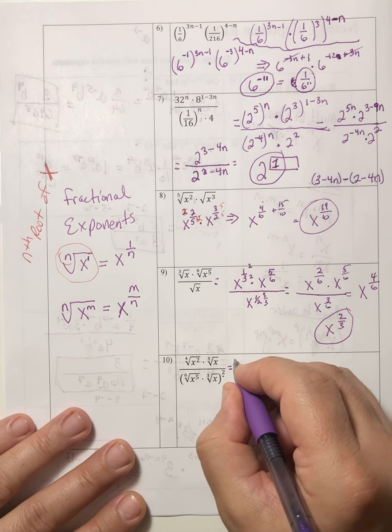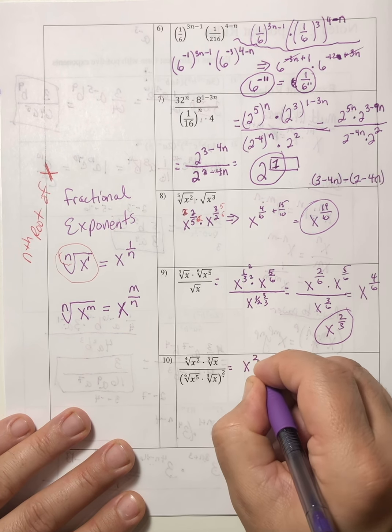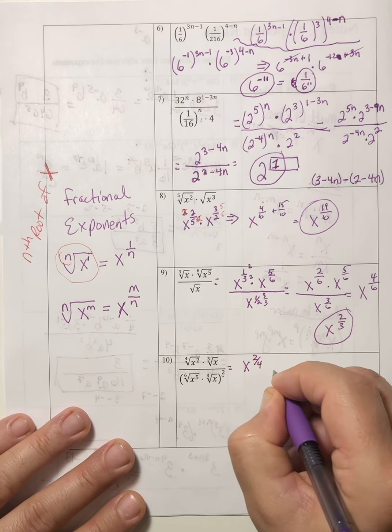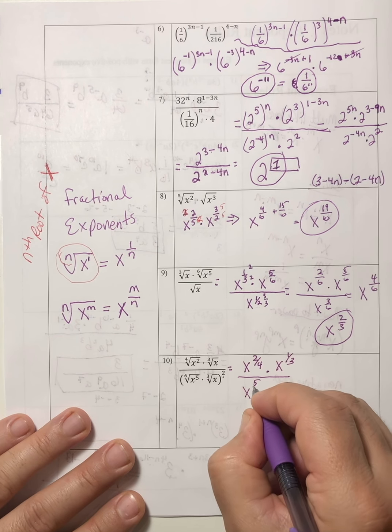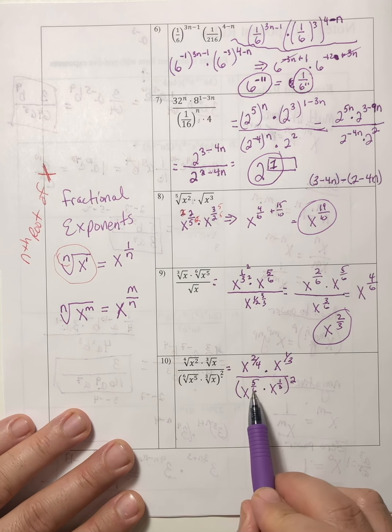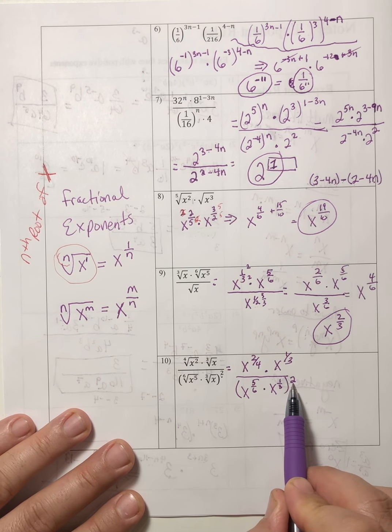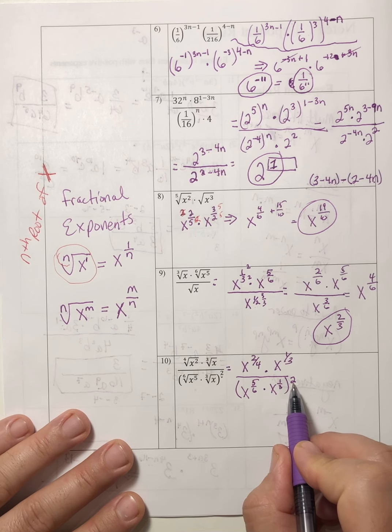So I have, what's this? 2x to the 2 over 4 times x to the 1 over 3 over x to the 5 over 6 times x to the 1 over 3, all of that squared. I could distribute the 2 to each of these, or else we can combine these fractions, then multiply by 2. Okay? I think what I'll do is I'll combine these.